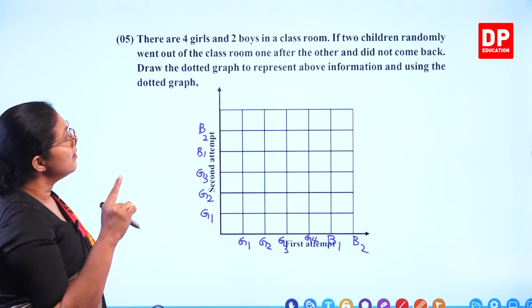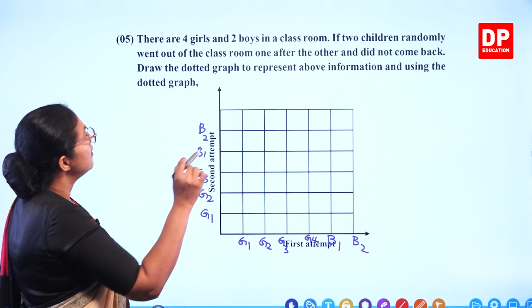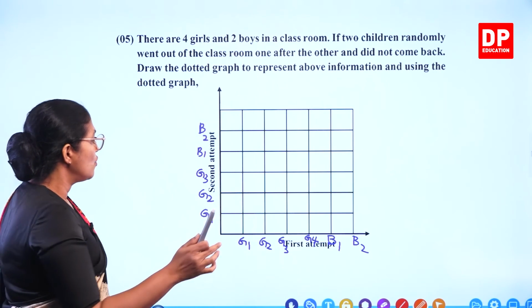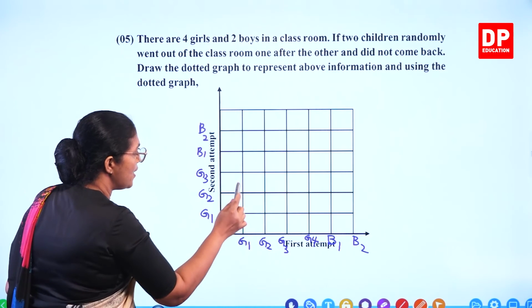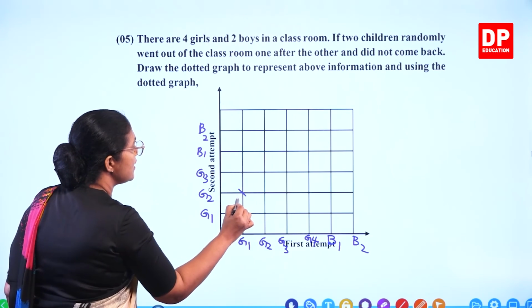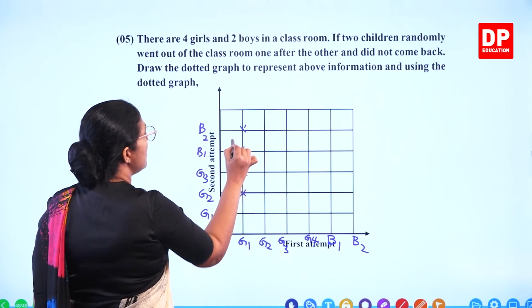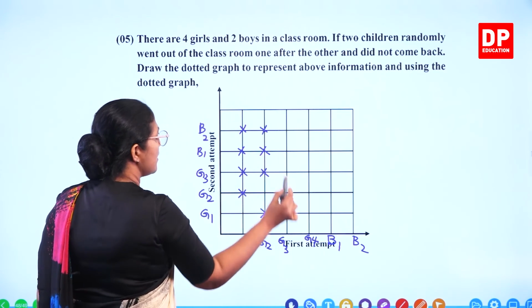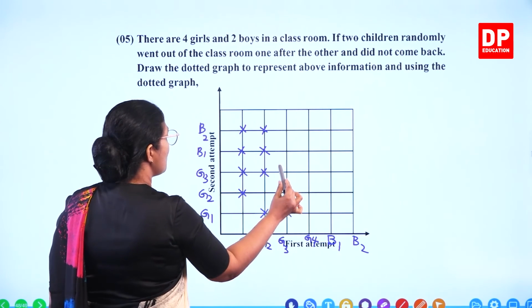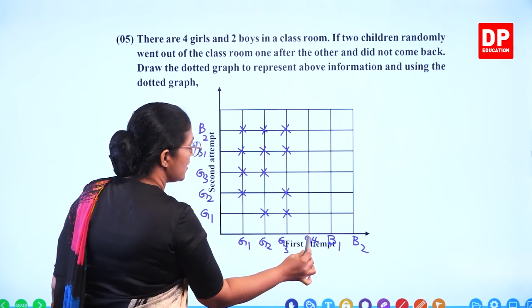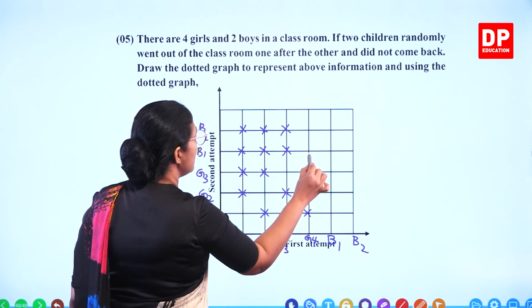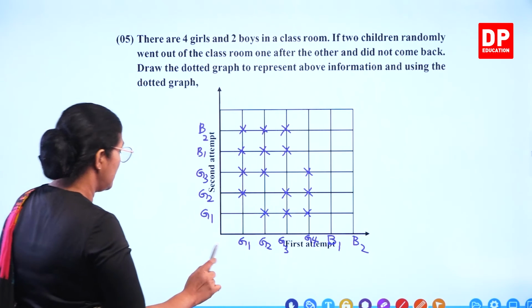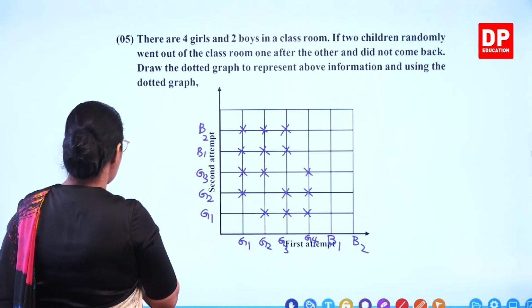So here it says one after the other and did not come back. So this is a dependent case. So you can't take the same person. If it's G1, you can't take the other one. You can take all the other outcomes. G2, you can't take G2 again. You can mark the other ones. G3, you can't take all the other ones. G4 also you can take. Here we didn't take G4. 4 girls are there.